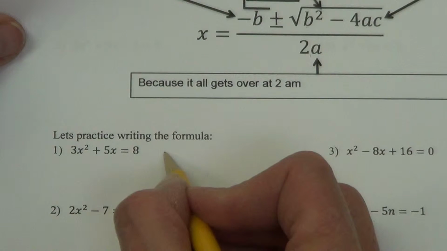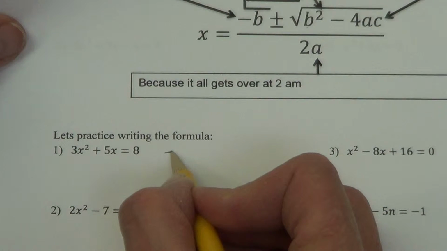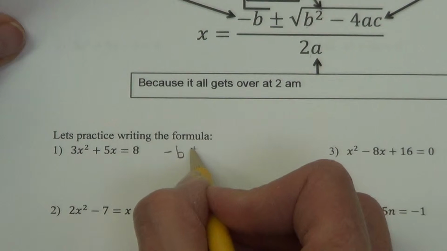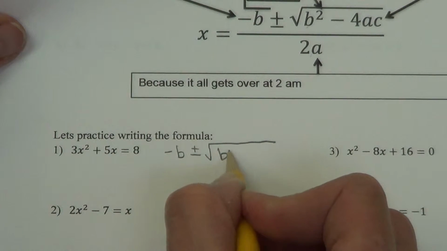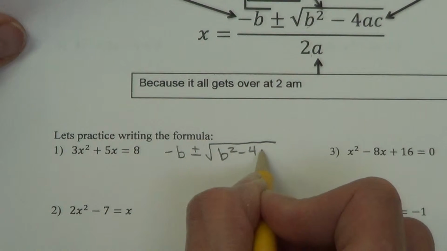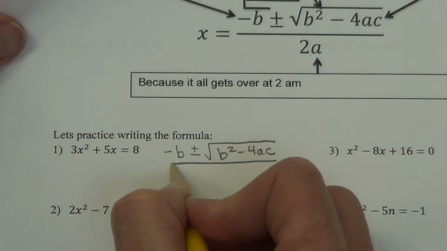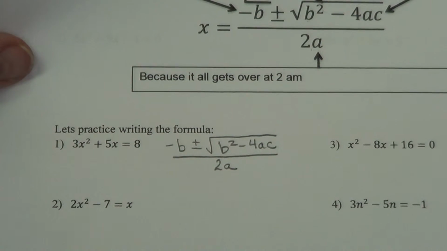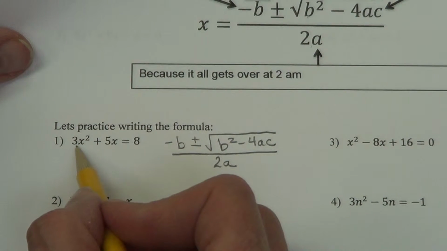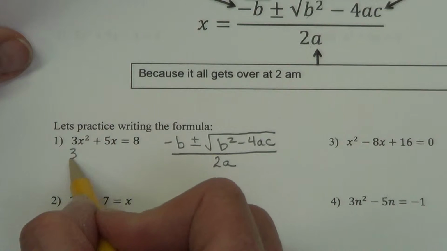So every time you write it, say the saying. A negative boy could not decide whether or not to go to a radical party or b squared without 4 awesome chicks because it all gets over at 2 a.m. Okay? Now, we need to come over and write this in standard form.